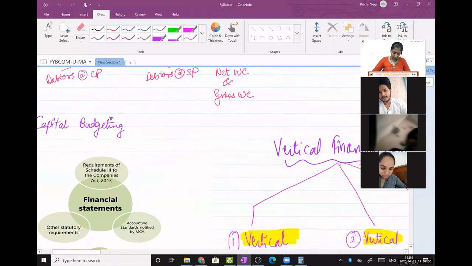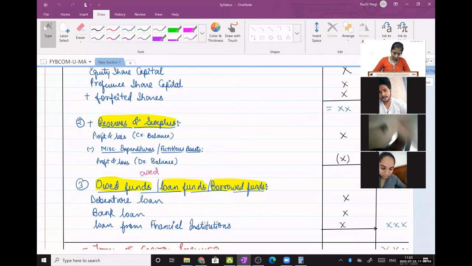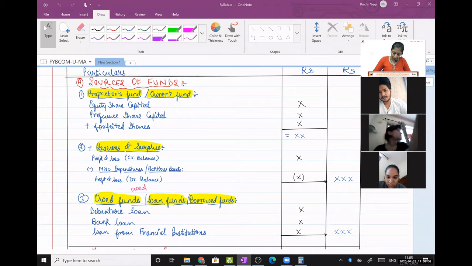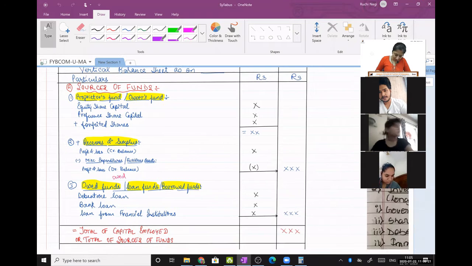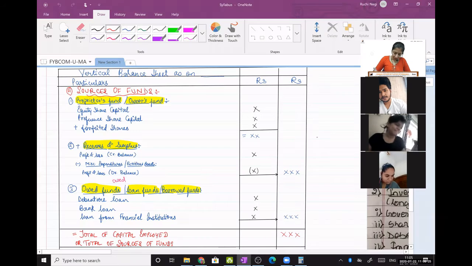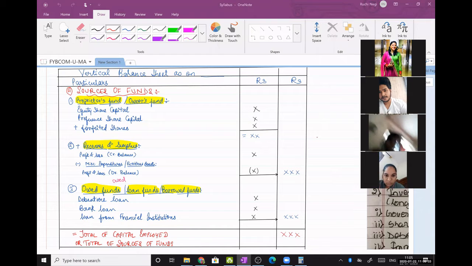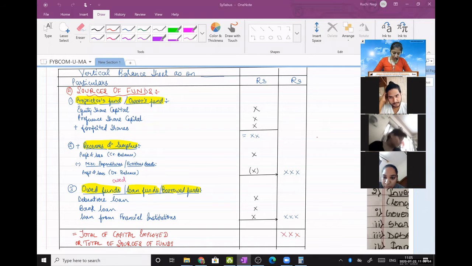Last lecture, we had done this, correct? It was completed up to over funds, right? Just have a look over this. Yeah, up to total capital employed or total sources of funds. So here it was completed, right? Okay, make a note of this.